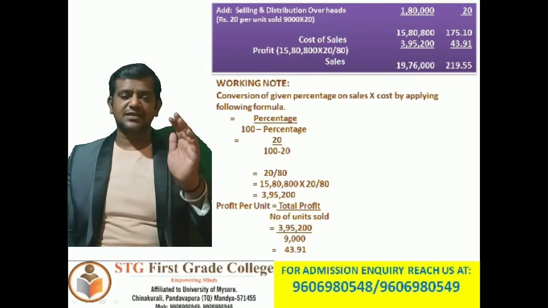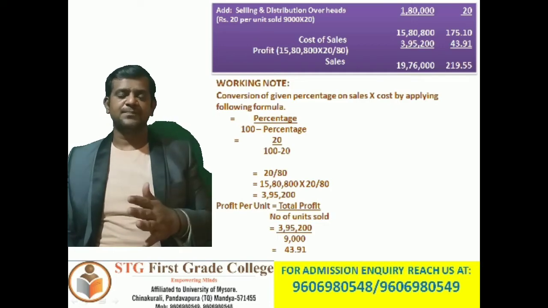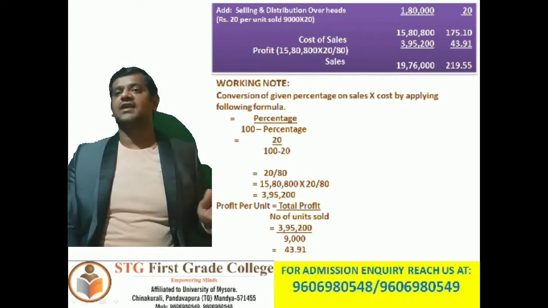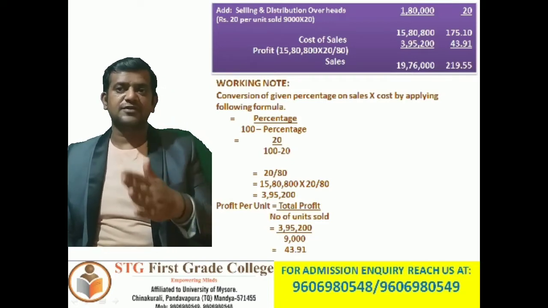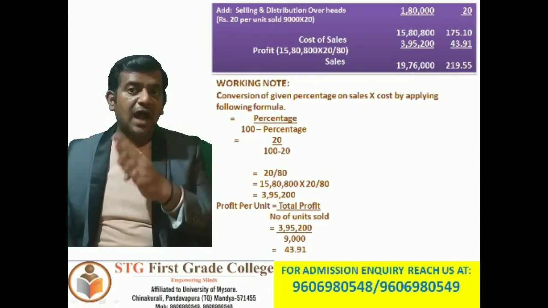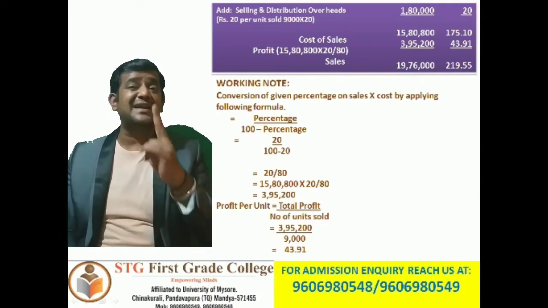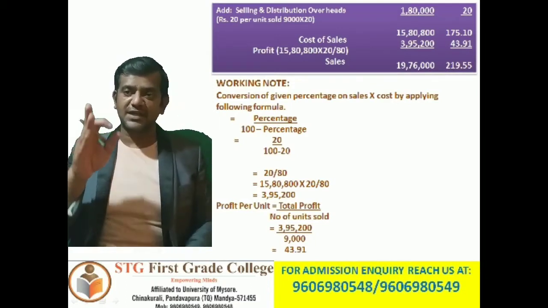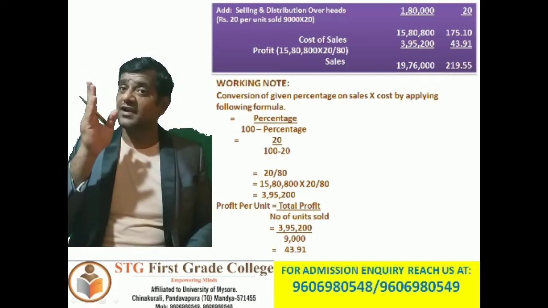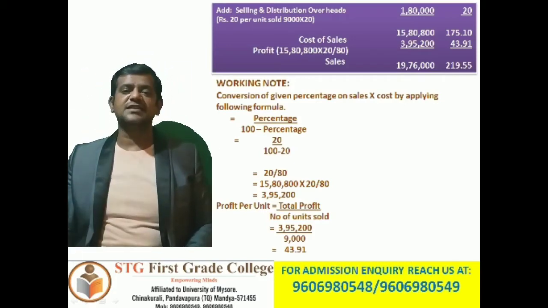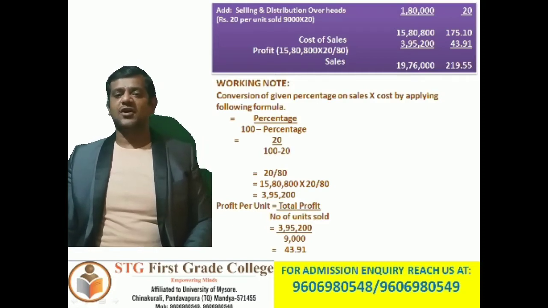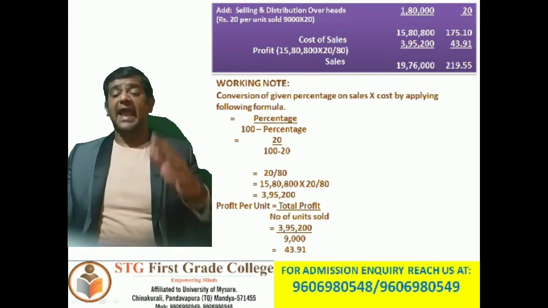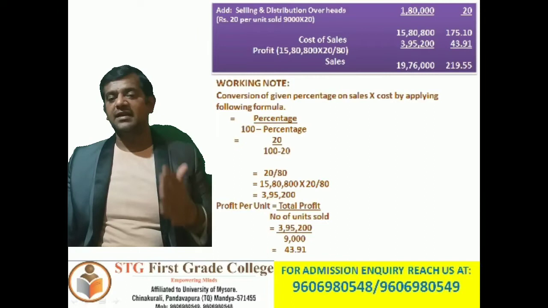Whenever he says 20% on sales, remember that by applying one formula we always calculate the profit. That is percentage divided by 100 minus percentage. He has given 20% on sales, correct? So percentage 20 divided by 100 minus 20 comes to 20 divided by 80. Let us consider the cost of sales here. How much is the cost of sales we got? 15,80,800 into 20 divided by 80.